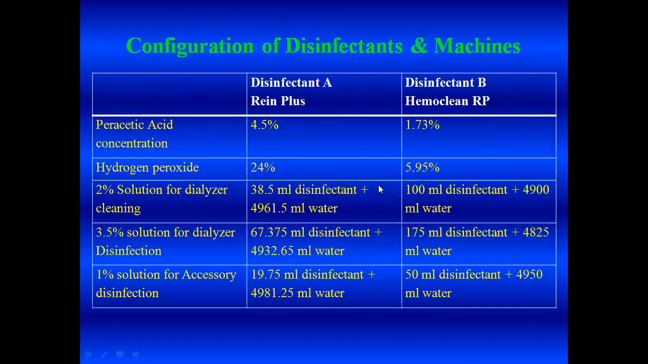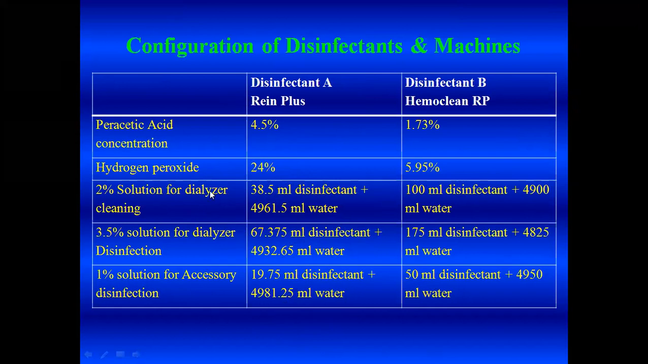Now, here you have two peracetic acid based disinfectants which are available. One of them has 4.5% of peracetic acid, while the other has 1.73%, though they are both peracetic acid based. One has 24% hydrogen peroxide and the other has about 6%. So the way in which you prepare a 2% solution or a 3.5% solution to fill your dialyzer, if you're reusing dialyzers, or a 1% solution for disinfecting accessories, a misuse or an interchange of either of these could produce a febrile reaction on dialysis.